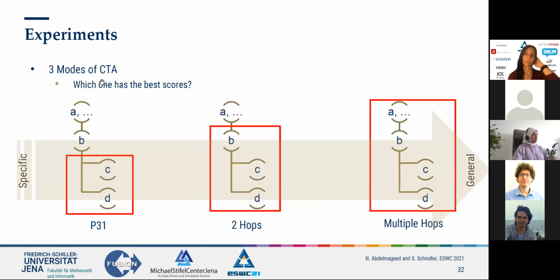In our experiments, we have conducted 3 modes of solving the CTA, and our question is which one of them would have the best scores. From left to right, the solution tends to be more general. The first mode we name B31. We include only the leaves from the types hierarchy and apply majority vote on that. For 2 hops, we include 1 level up. And for multiple hops, we consider the entire hierarchy.